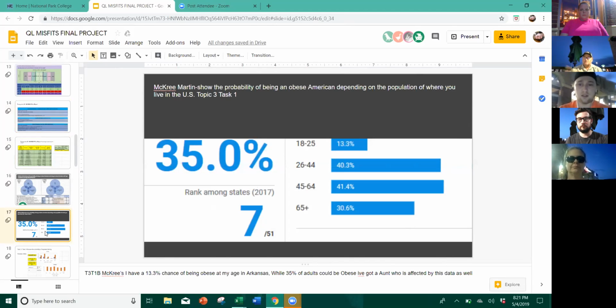And then the probability of being an obese American depending on population. So here in Arkansas, right now, for adults, there's a 35% chance of being obese, where 18 to 25 is 13.3, and it shows you 26 to 44 is 40, 45 to 64 is 41, and then 65 and plus is 30. Right now, Arkansas is seventh amongst the 50 states.